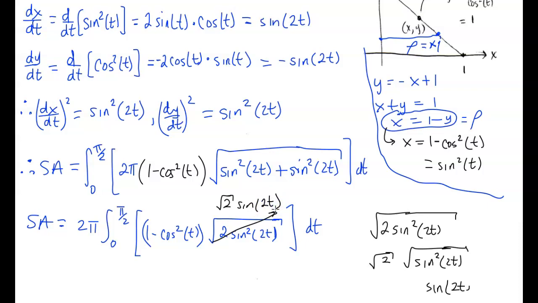So now, looking at what we have, notice I could rewrite this 1 minus cosine squared t as sine squared t. So I could go off and do this.